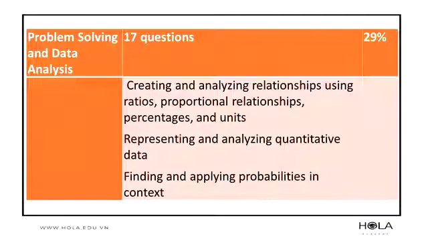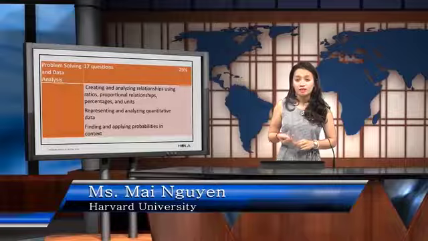The next section would be problem solving and data analysis, accounting for 17 questions or 29% of the questions and scores possible. These questions will target relationships of data using ratios, proportional relationships, percentages, and units. A lot of the questions would also focus on quantitative data and representation of them. And finally, probabilities would also be covered.